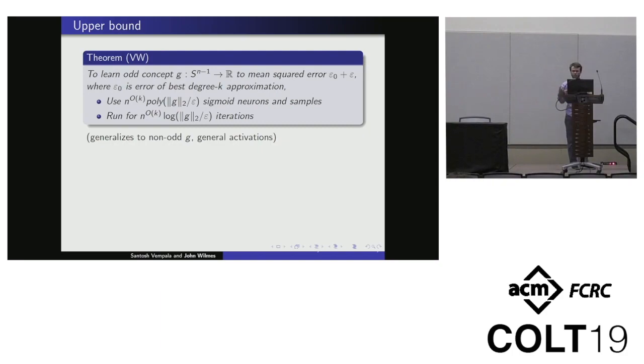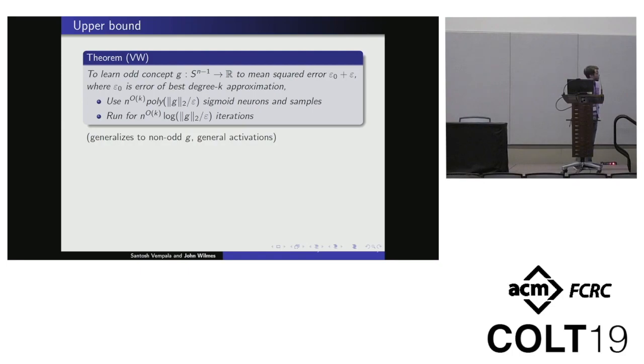So what's the result? If you want to learn some concept over the sphere up to an additive error epsilon, relative to the best degree k polynomial approximation for your concept, then you can do so in time n to the k, using n to the k units in your neural network and n to the k examples. This is stated here for sigmoid activation functions, which are essentially odd except for the degree 0 part. But this generalizes then to arbitrary activation functions and non-odd functions.